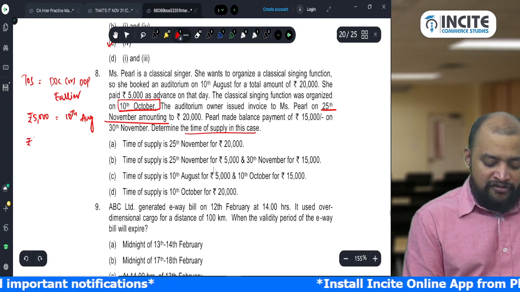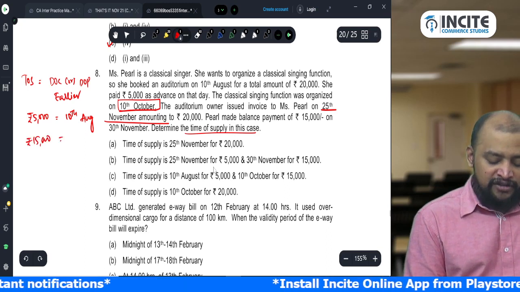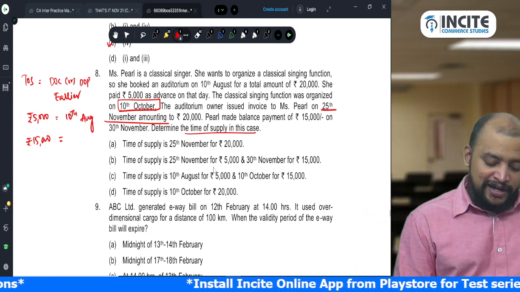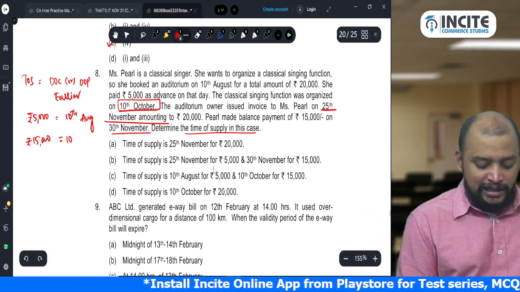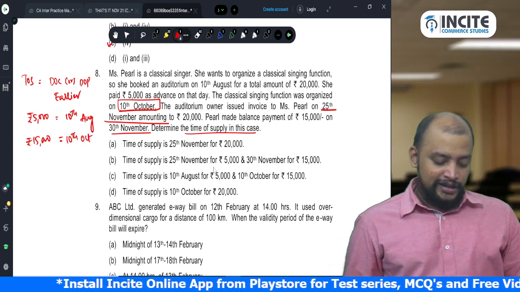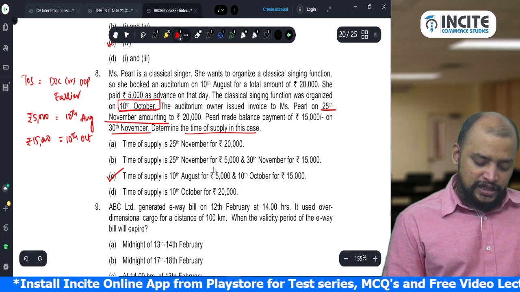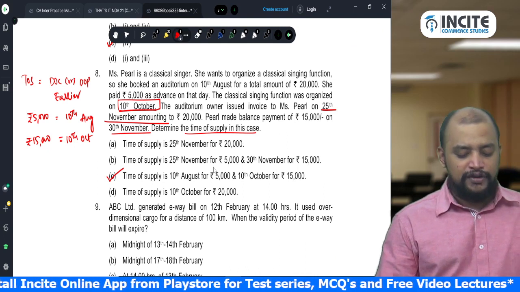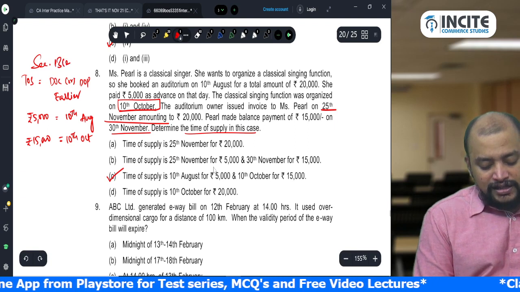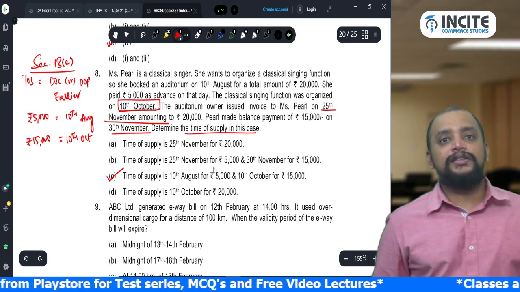Whereas for the remaining 15,000, date of completion 10th October or date of payment 30th November, whichever is earlier, is 10th October. Therefore, option C. So 10th August for 5,000 and 10th October for 15,000. So we are applying section 13 subsection 2 as the provision in this case. Okay.